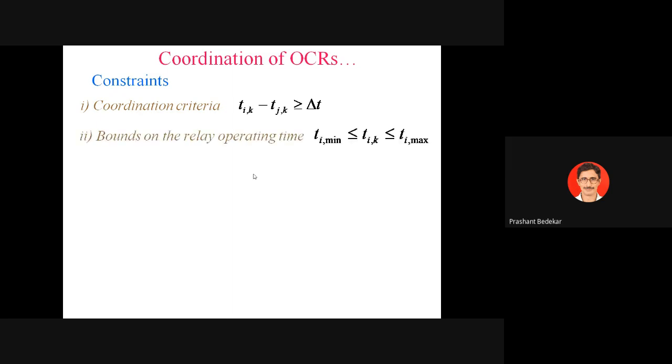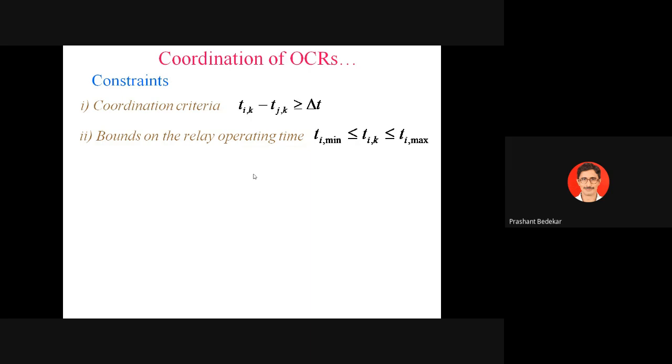So this is one. Second set of constraint is bounds on the relay operating time. Tik, time of operation of relay located at I for fault taking place at point K, that has to be greater than or equal to Ti minimum and should be less than or equal to Ti maximum. Why greater than or equal to Ti minimum? Because every relay has some limitation. Even if we say that the relay is an instantaneous relay, it actually doesn't operate instantaneously.